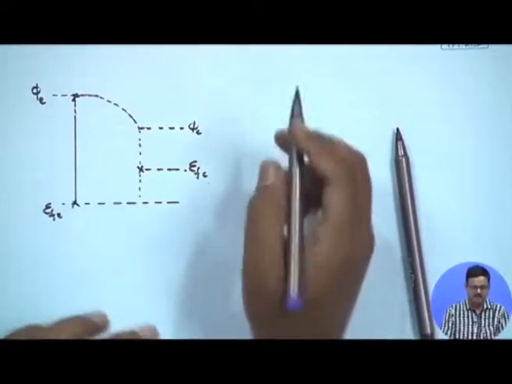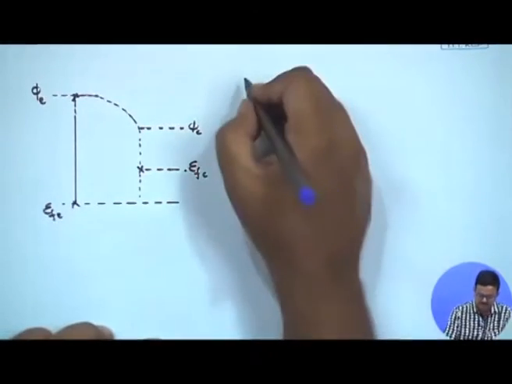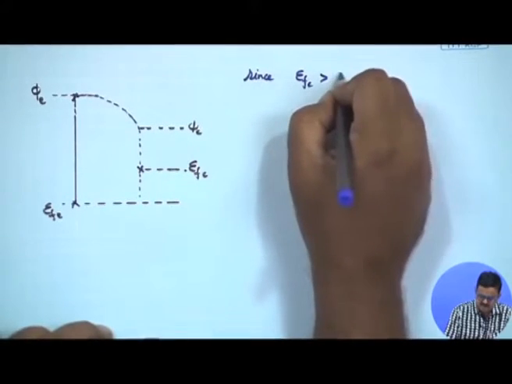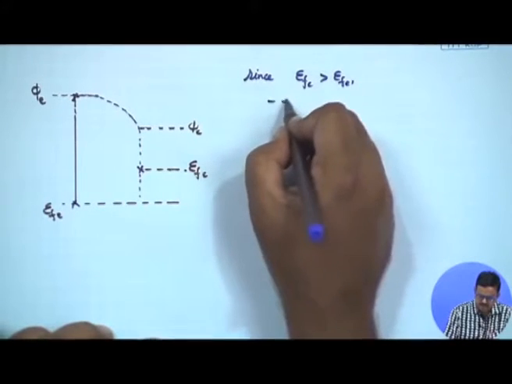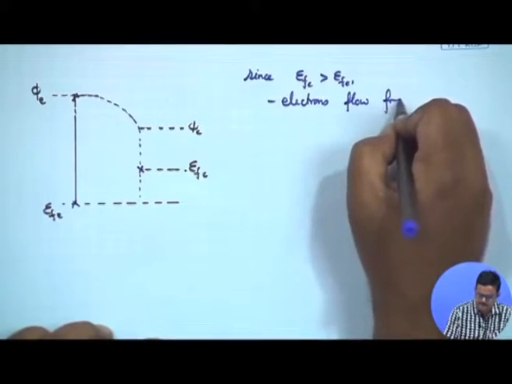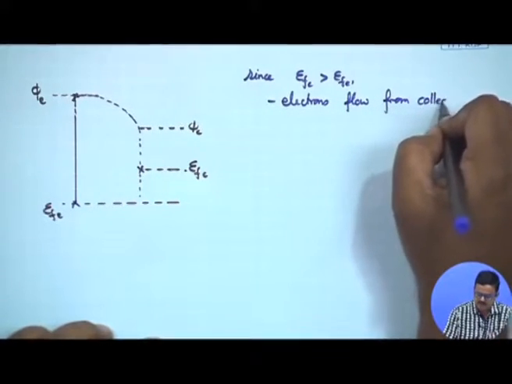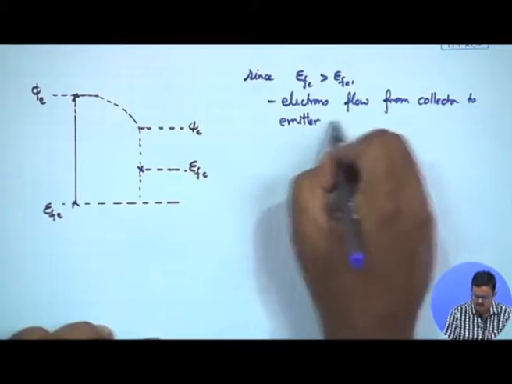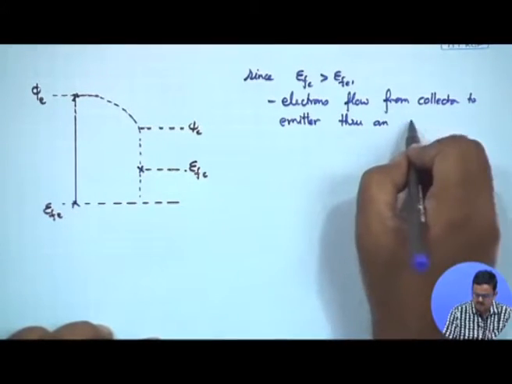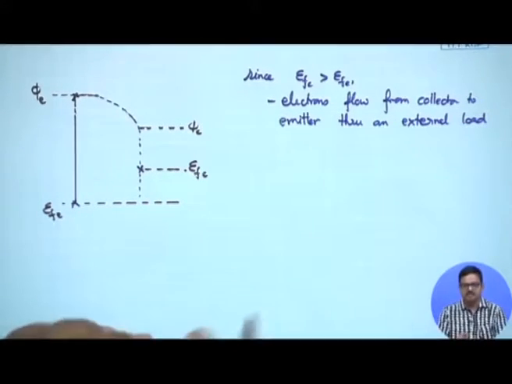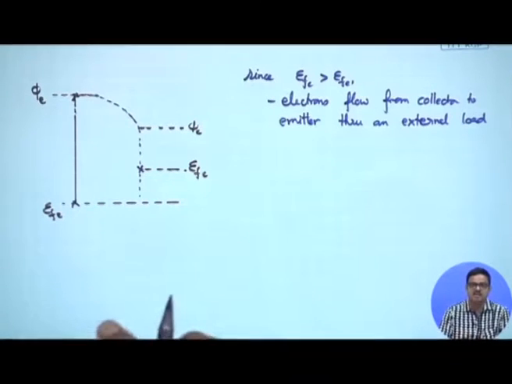So, since epsilon_F of C is greater than epsilon_F of E, the electrons flow from collector to emitter through an external load. If you connect the collector and emitter, what we will see is, if we close the circuit, then we will have an external current flow from the collector surface to the emitter surface.